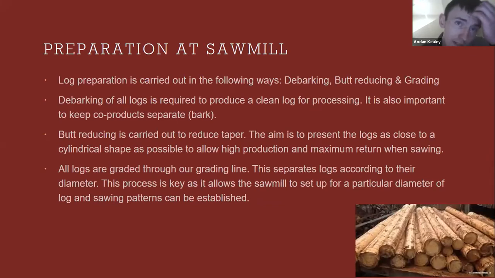When the log gets to the mill, there's a bit of preparation to be done. Log preparation is carried out in the following ways: debarking, butt reducing, and grading. Debarking of all logs is required to produce a clean log for processing. It is also important to keep the co-products separate. Your co-product at debarking would be your bark material. Butt reducing is carried out to reduce taper. The aim is to present the logs as close to a cylindrical shape as possible to allow high production and maximum return when sawing.